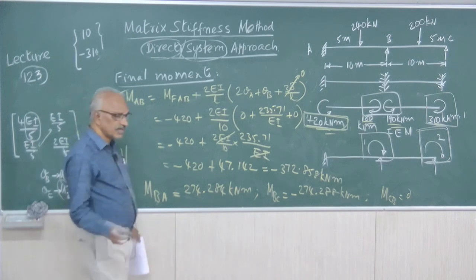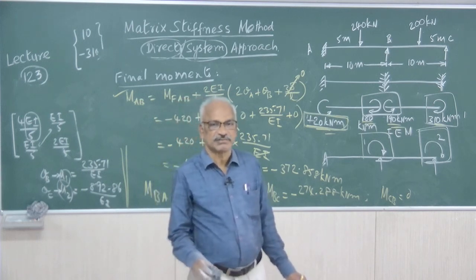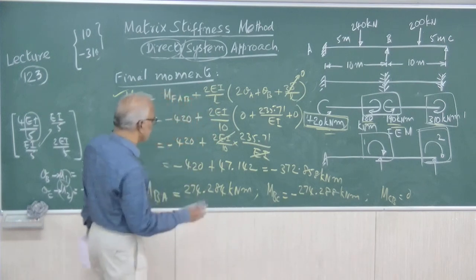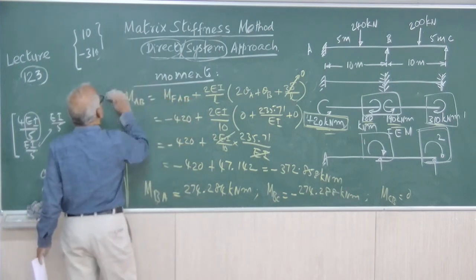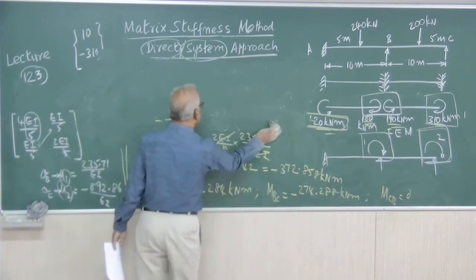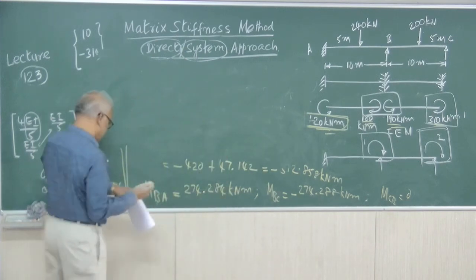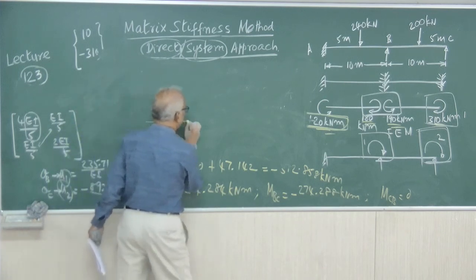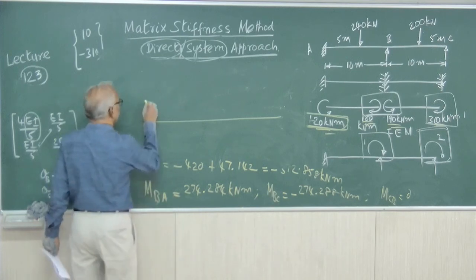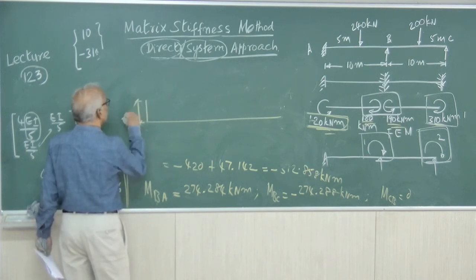Always when we have a doubt in any of the methods, we try another simple method. We should not go for another complicated method. We go for another simple method, and we can always check the answer. So that is about the final moments, and after getting the moments, you have to draw the bending moment diagram as usual. Here it is minus 372. Minus 372 means it is anticlockwise, therefore minus.